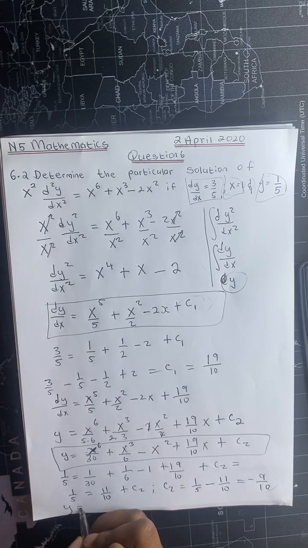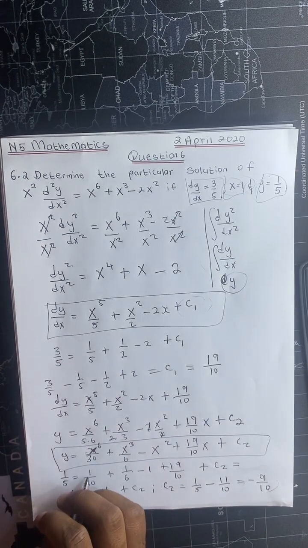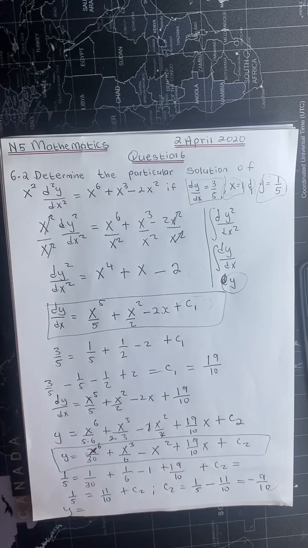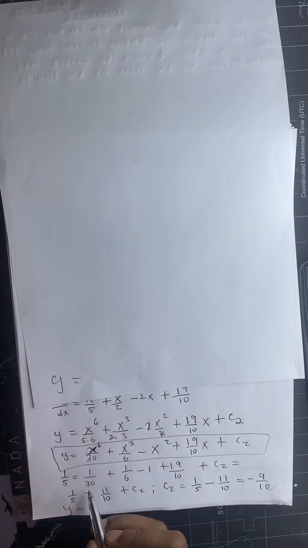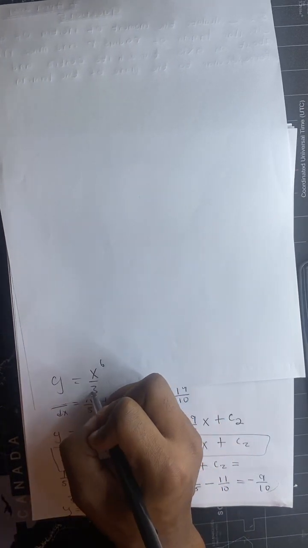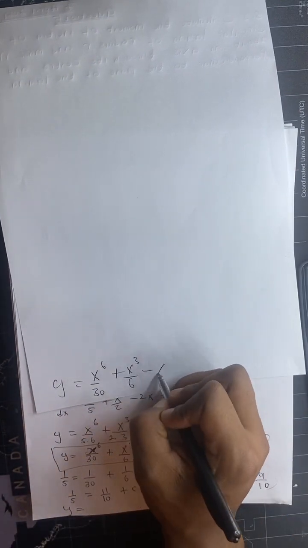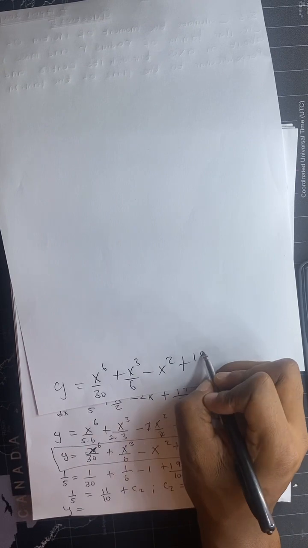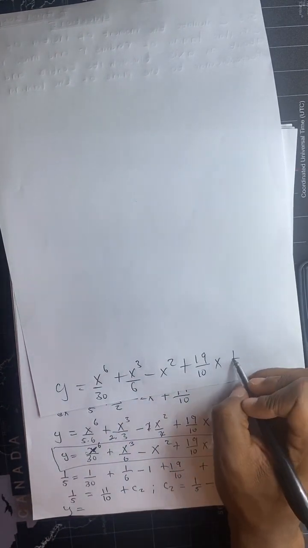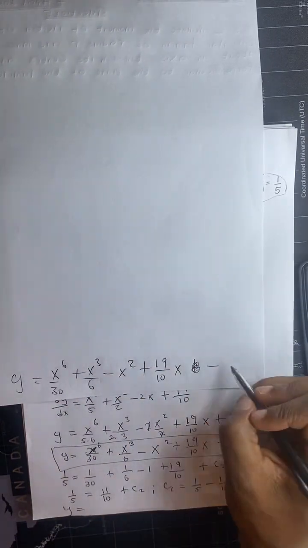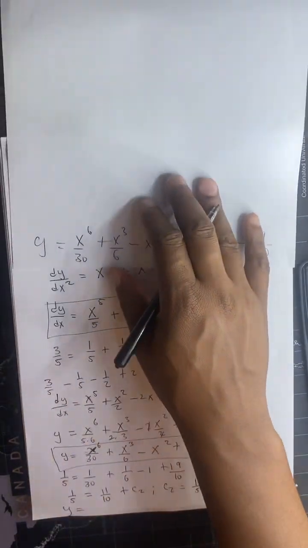So we write that equation now with the value of c2. y will be equal to x to the power 6 over 30 plus x cubed over 6 minus x squared plus 19 over 10x plus our c2, which we determined as negative 9 over 10. So this will be our particular solution for question 6.2.